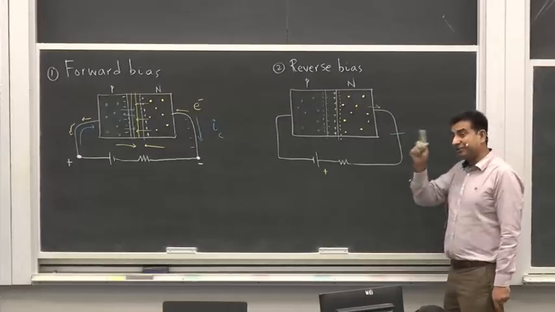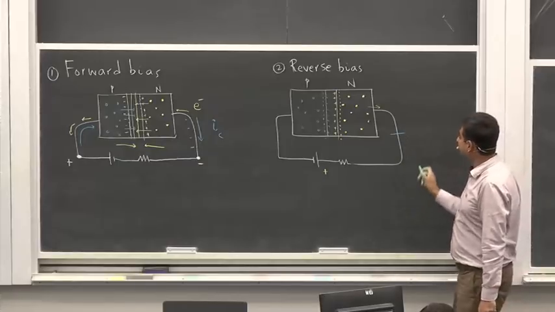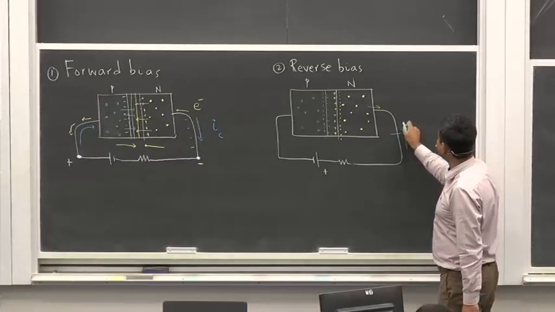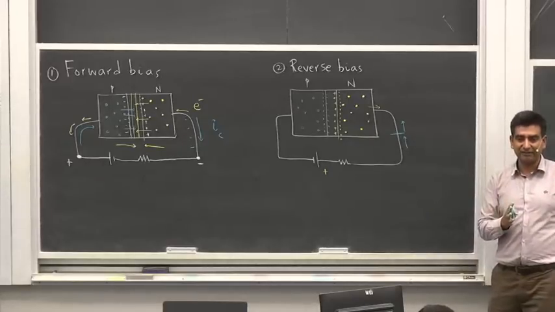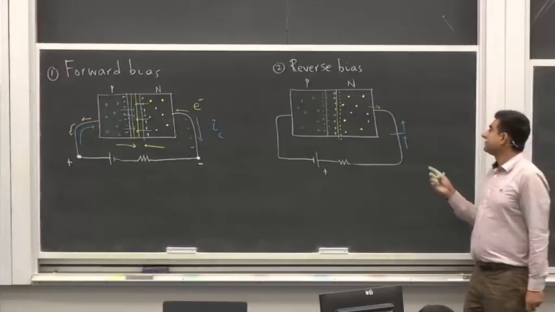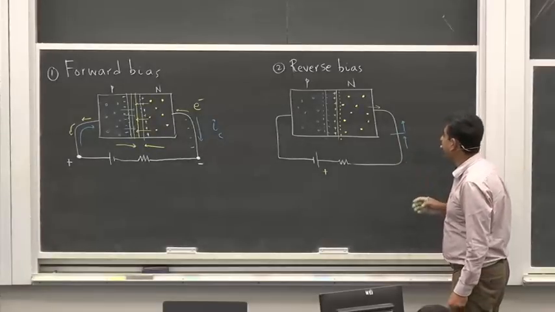If the current is constant, it means that electrons are coming in and electrons are going out at the same rate. This is what a constant current means. If the current were changing with time, what does that mean?